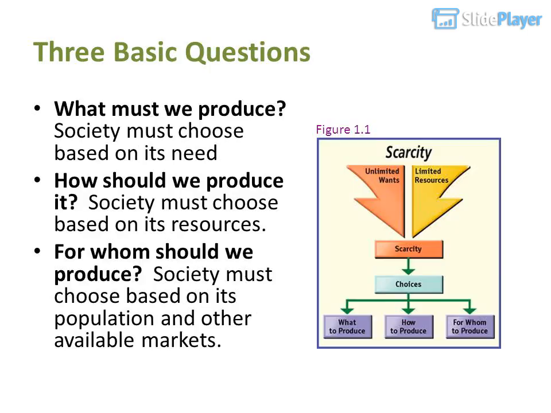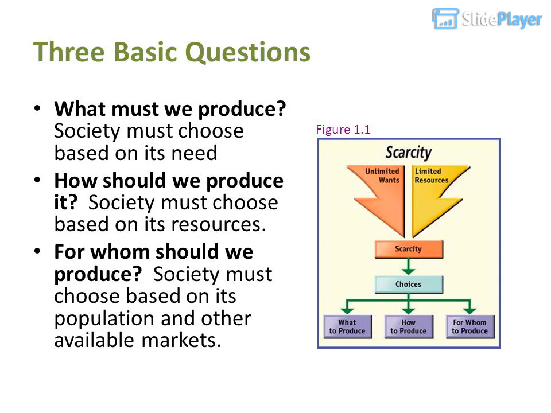TINSTAAFL. 3 basic questions. What must we produce? Society must choose based on its need. How should we produce it? Society must choose based on its resources. For whom should we produce? Society must choose based on its population and other available markets.